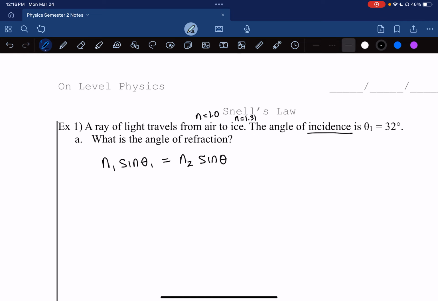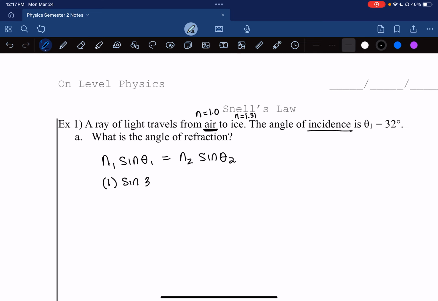N1 sine theta 1 equals N2 sine theta 2. So let's put in some numbers. I want you to think of it like this. The left side is what's going on in the air, the first material. It's the incident ray in that material. So N1 is the index of refraction for air, which is 1. We'll put sine of theta 1, the angle of incidence, 32. N2 is this other material, ice, which is 1.31. And then we have sine theta 2. We don't know theta 2; we're trying to figure that out. Again, just think of this as A times B equals C times D. These are just four different numbers.